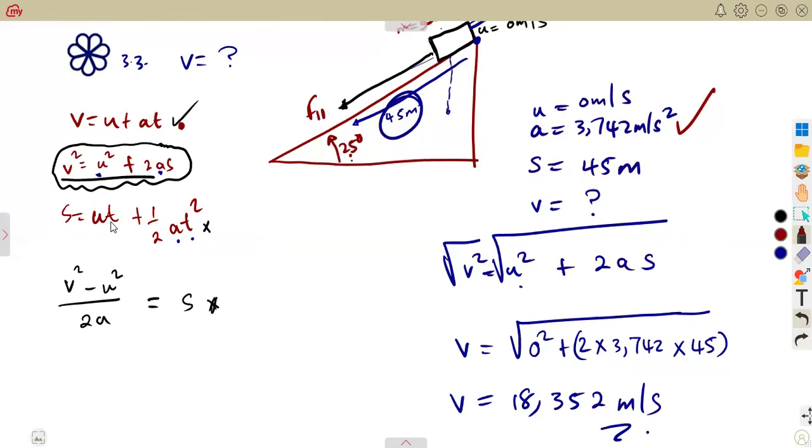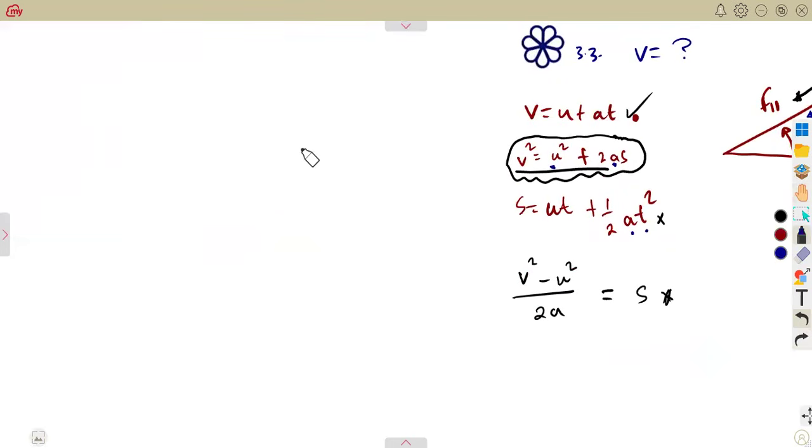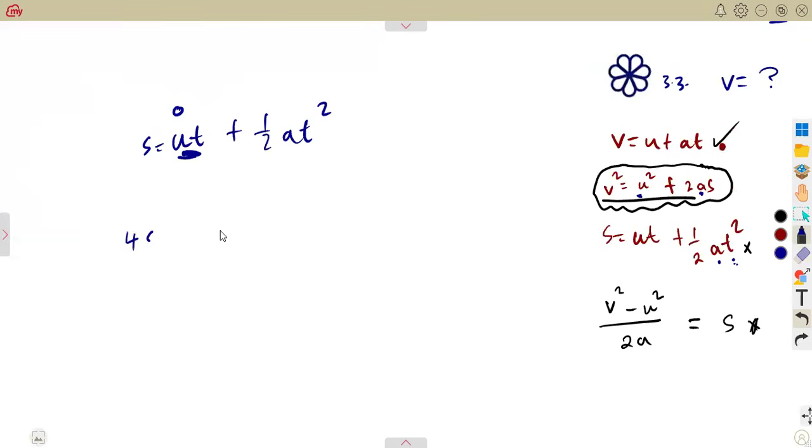Using this one, remember that at the initial part, let me just save it here so that we do not have confusion, because if you work with your formula sheet and your memo, guys, you're just going to have a lot of mistakes there. All right. So using this, we can calculate the time. s is equal to ut plus half at squared. Remember, u is 0 there, so there's nothing there. So s is 45 meters, equal to half times the acceleration of 3,742 times t squared.